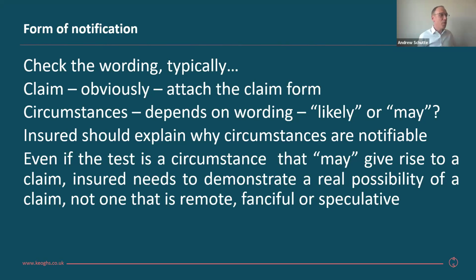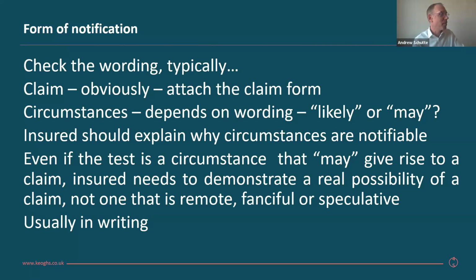The insured will, even if we've got a "may," which remember is a very low bar, need to demonstrate that we're not talking about something that's remote, fanciful, or speculative, to go back to the Kidson's test. So we're going to apply that rule against it. And usually in writing. It's not a great idea, again, very brokers on the call, not usually a great idea to notify orally, and it's not usually done. Emails are good.